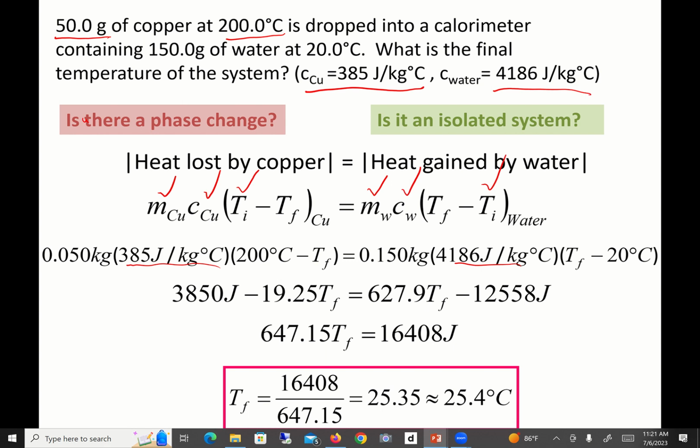This is a very standard type of problem for this chapter. Make sure that you're able to do it.